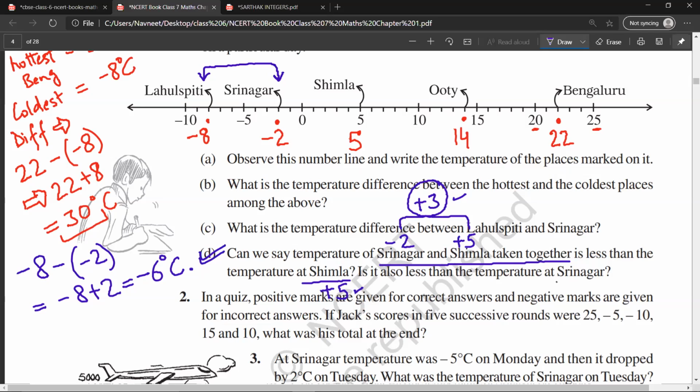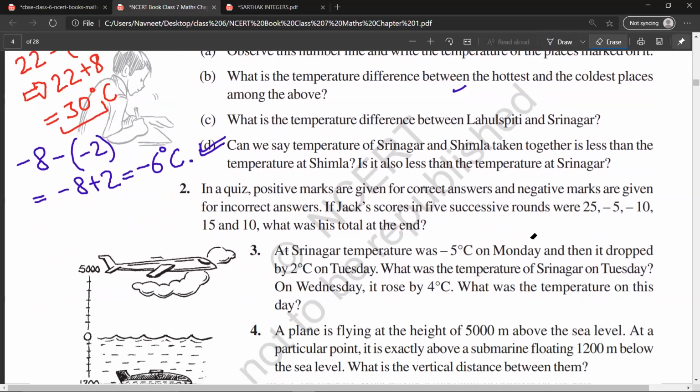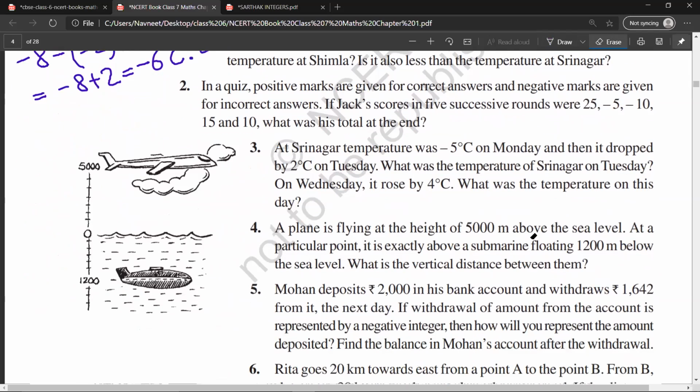What is the temperature at Srinagar? -2. So is 3 less than -2? No, sir. This is false. Have you understood? Yes, sir. Is there any confusion? Mr. Sarthak, is there any confusion? No, sir.